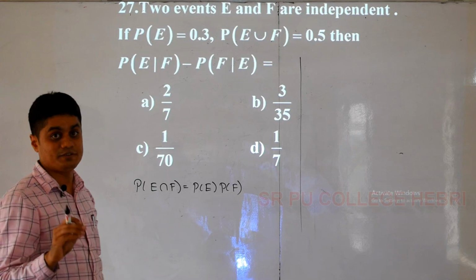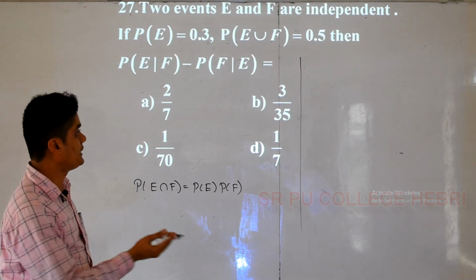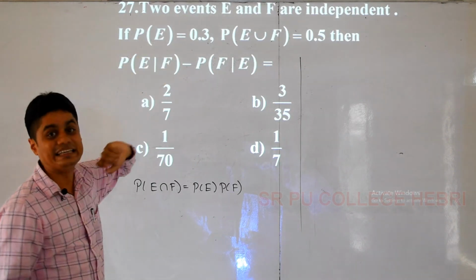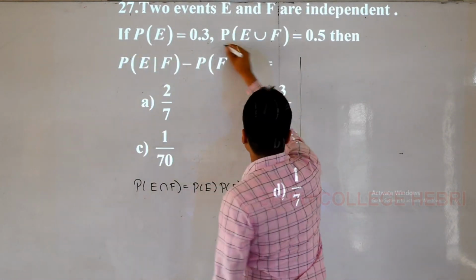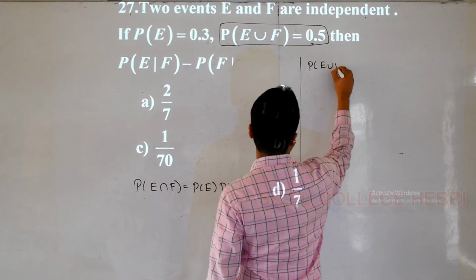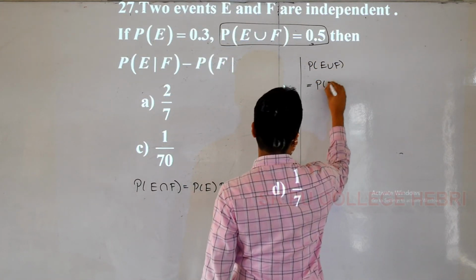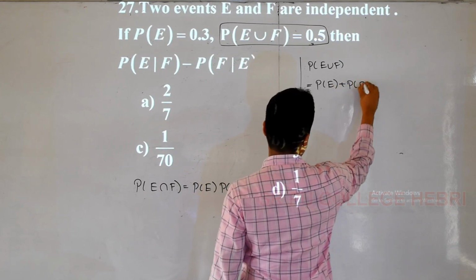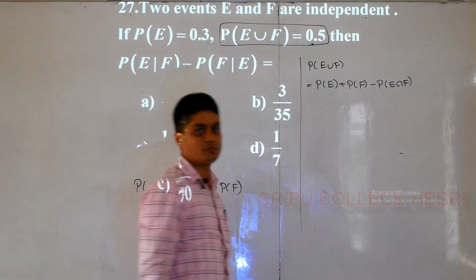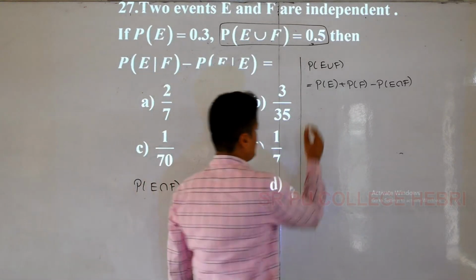You have to identify this first: what are the things required and how to use them. So first you have to find out what is missing. The missing part is P of E. So to find P of E, use this information. P of E union F is equal to P of E plus P of F minus P of E intersection F. This formula you studied in first PUC only, in probability.